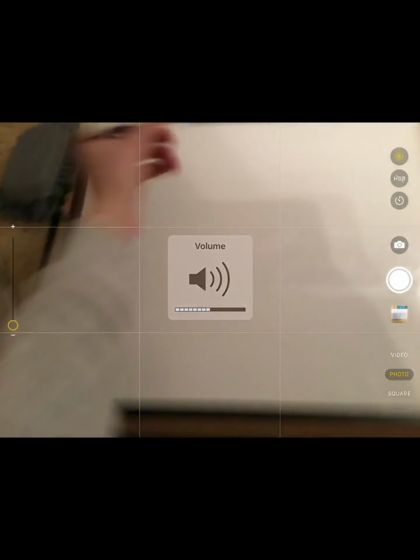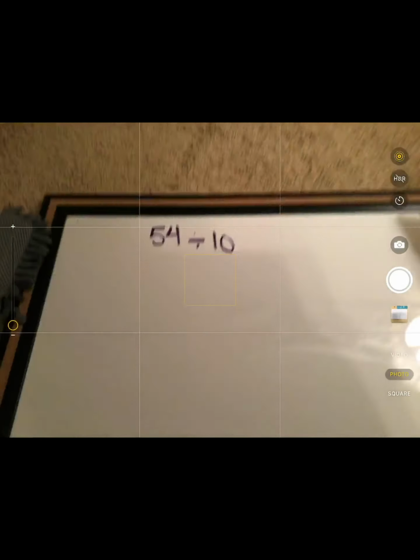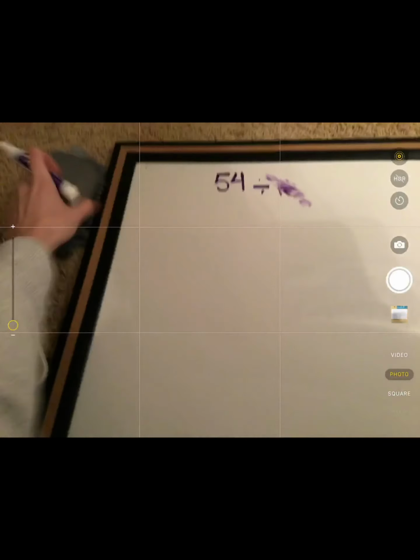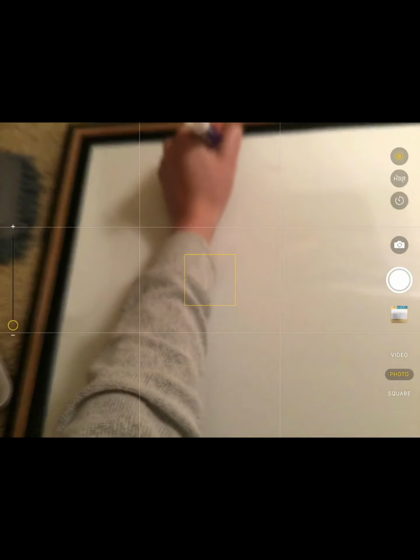So our first problem is 54 divided by 10. I am going to switch to my whiteboard screen so I can work out this problem with you. So I have 54 divided by 10. Sorry, it's kind of off center. It's 54 divided by 10.